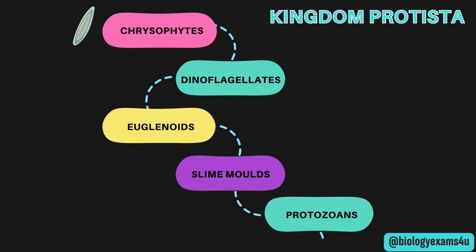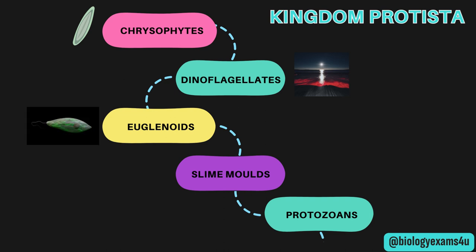Dinoflagellates are photosynthetic protists, mostly marine, chief producers in the ocean. They are known for their ability to create a glowing effect in the water, known as bioluminescence, such as Gonyaulax, which is responsible for red tide. Euglenoids are photosynthetic freshwater protists with pigments like chlorophyll b, identical to that of higher plants. Slime molds are often plasmodial saprophytic protists. Some examples are Fusarium and Stemonitis.